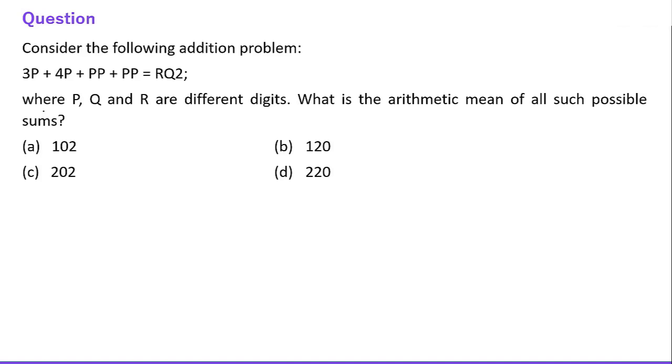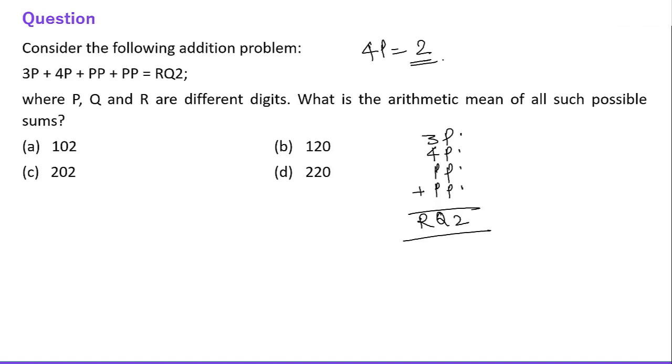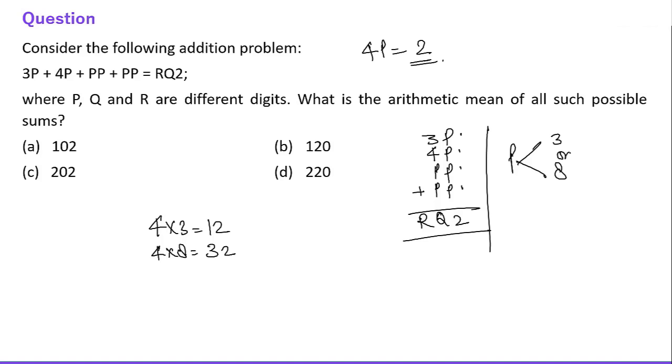Next question is saying 3P, 4P, PP, PP. Just add all of them, right? So this is giving you RQ2. See everyone, 1P, 2P, 3P, 4P, right? So 4P is giving you 2 as unit digit. It means what? 4 into 3 is 12, 4 into 8 is 32, right? So P can have two values, either 3 or 8, right? Okay, fine.